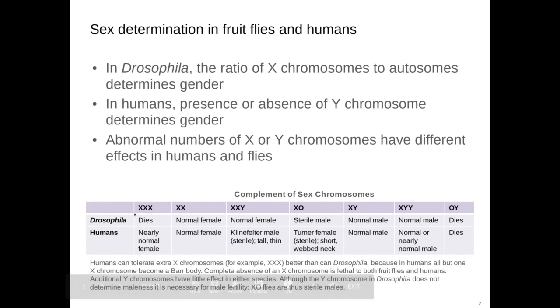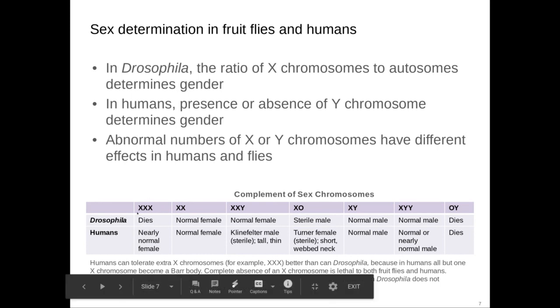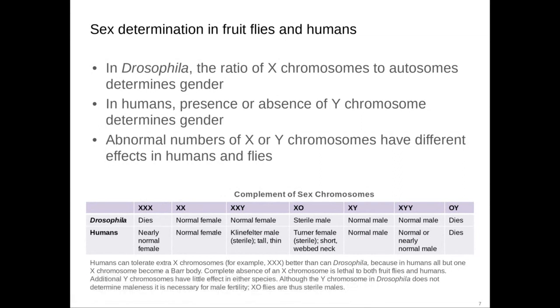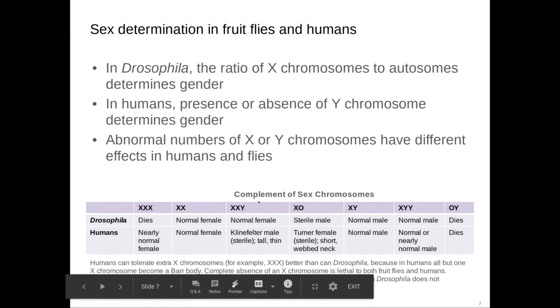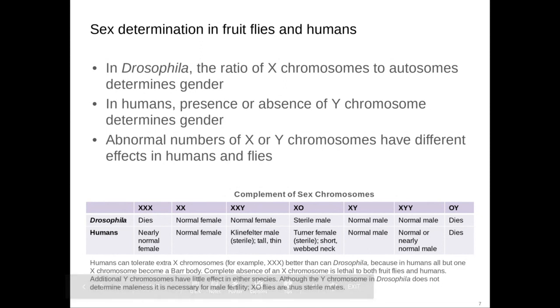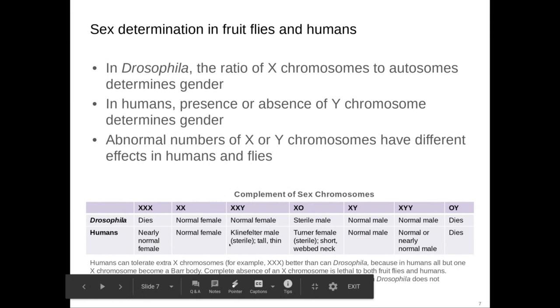Now, XXX individuals produce non-viable Drosophila, but a nearly normal female in humans. XX females are normal in both. XXY Drosophila is a normal female, but in humans it produces what we call a Klinefelter male. They're sterile, tall and thin. So not the best of disorders, but certainly not the worst.